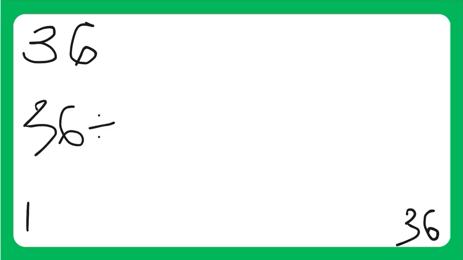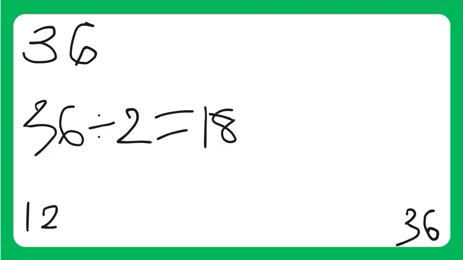Now I will move to another number. We will again use rainbow method. 36. So we will start with 1, obviously 1, and on the other side we need 36. Now let's try with 2. So 36 divided by 2, it gives us 18. So we have 2 more factors, 2 and 18.